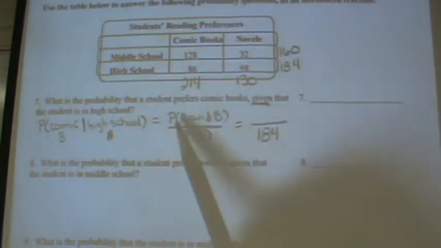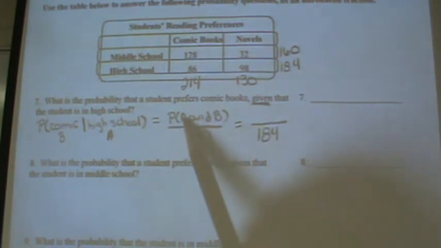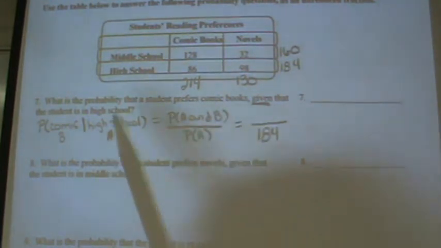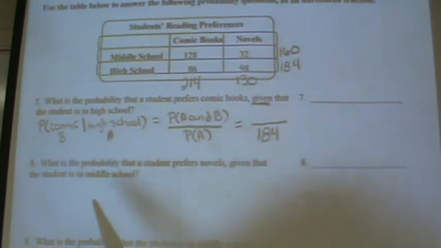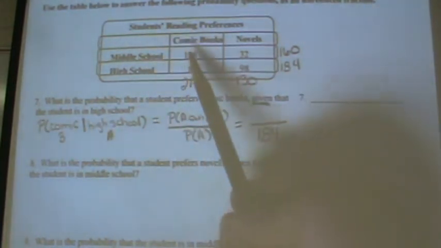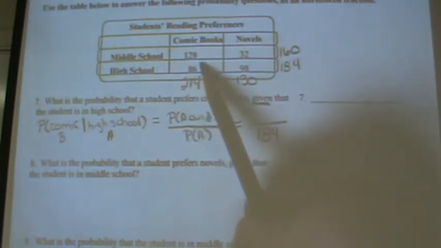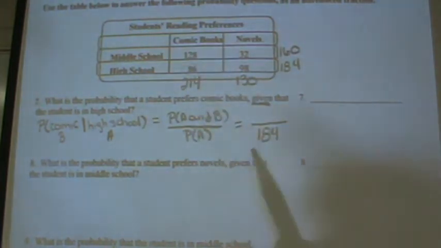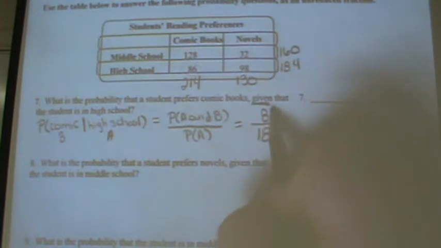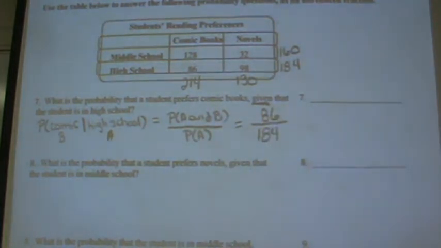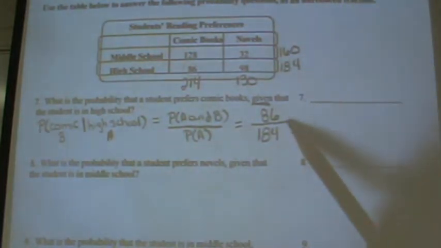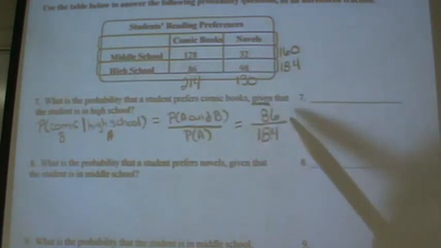And then we're interested in, for the top, the probability of A and B. So the probability that they're in high school and they prefer comic books. So high school and comic books is our 86. So we're going to have 86 over 184. And this just asks us to write it as an unreduced fraction, so we can leave it just like that, as 86 over 184.